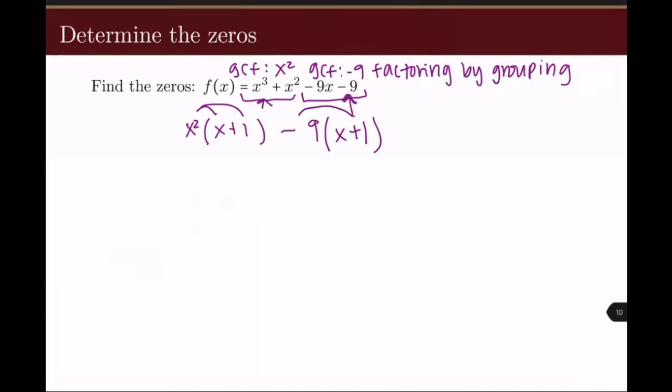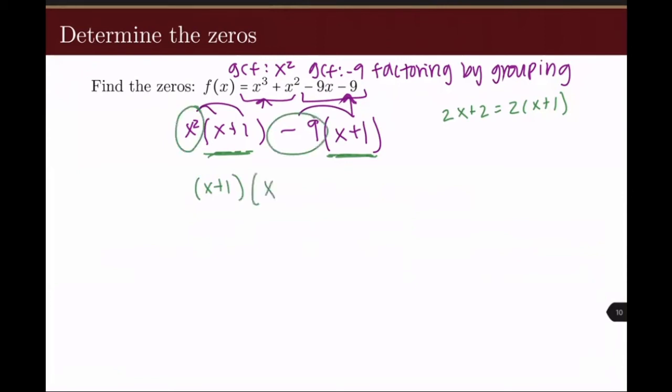All right, now this is kind of weird. You want to think about the GCF again. If you think about x plus 1 as just a number, we can factor out an x plus 1. Kind of similar to if you have 2x plus 2 and you say that's just 2 times x plus 1. Well, I have x squared times this minus 9 times the same thing. So I can pull it out front, and then everything left over goes in the parentheses, right?